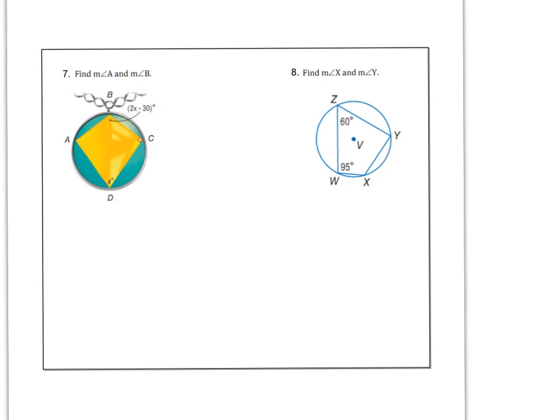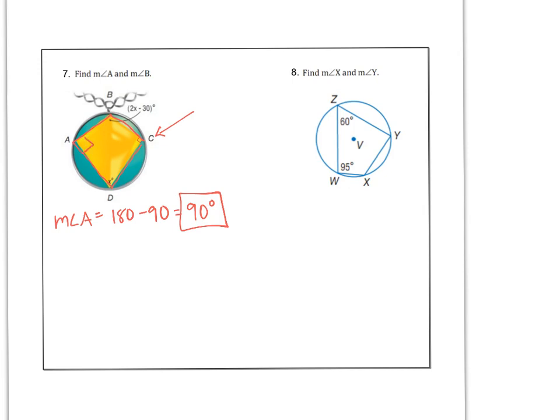Let's do number 7. It says find the measure of angle A and the measure of angle B. All right, starting with angle A, I can see that this lovely yellow jewel in here is a quadrilateral. And so opposite angles should be supplementary. I can see that at angle C, there's a little 90-degree mark in that corner. And so if I want to find the measure of angle A, I'm going to take 180 minus 90, which is going to be 90 degrees. So the measure of angle A is 90.